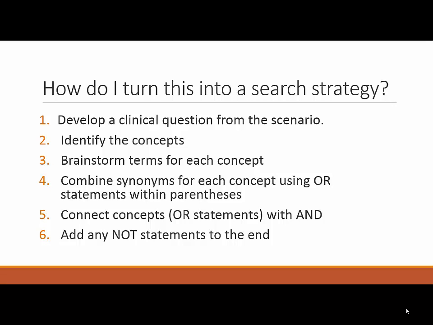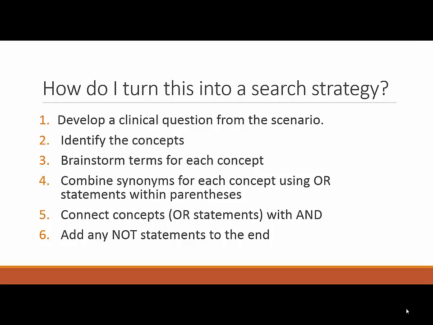First, develop a clinical question from the scenario, as we did in Video 1. Once you've done that, you can identify the concepts in the question. After you've pulled out the concepts from the question, you need to brainstorm terms, both keywords and subject headings, for each concept. Now that you have multiple terms for each concept, you can think about how to put them together to form your search. The terms that represent each concept can be treated like synonyms and combined with OR, while the concepts themselves are combined with AND. If you're using the connector NOT in your search, you can add it at the end.